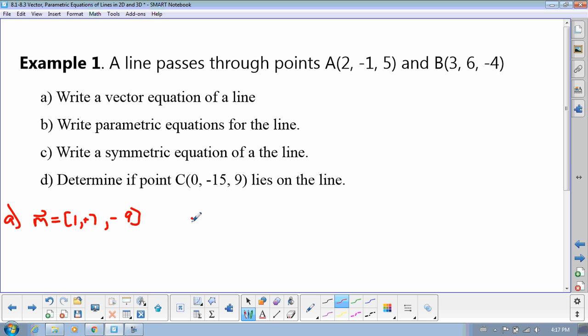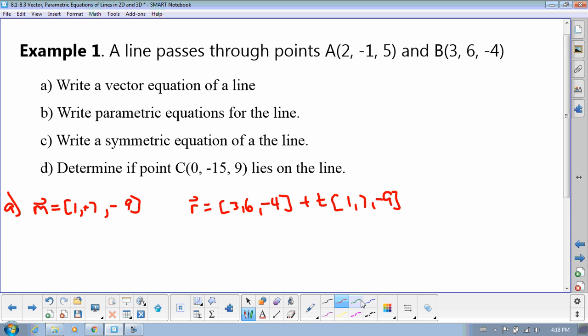Same thing. Now that I've got that, r is equal to, you can pick A or B. I'm going to pick B this time. 3, 6, -4 plus t. Got to have that parameter in there because that gives me a set of points along the line. And then my direction vector is 1, 7, -9. Done.